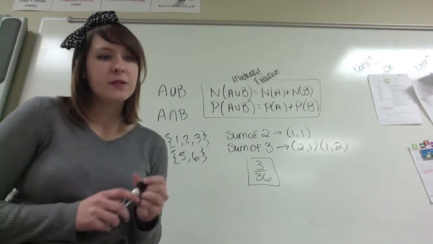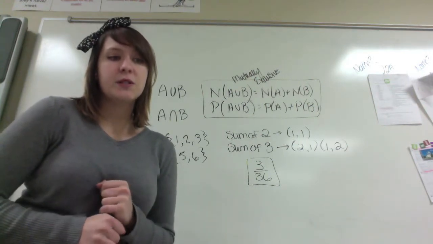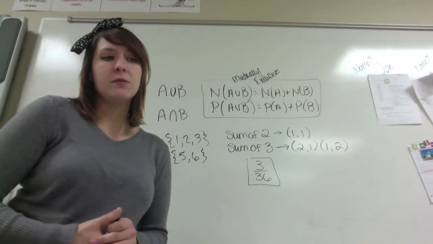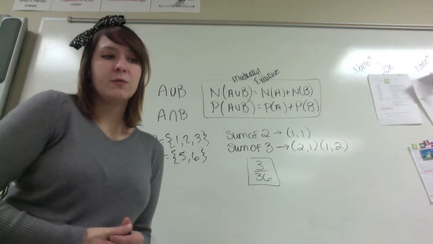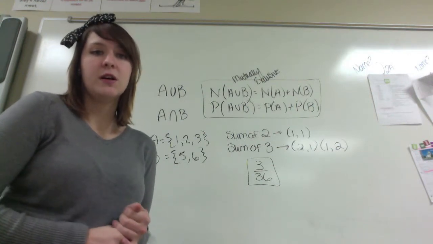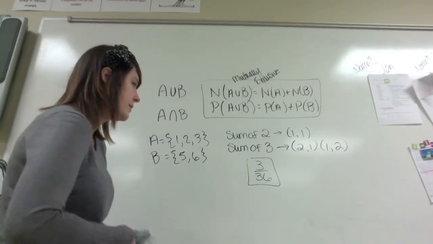Alright, the next problem is using the addition counting principle, which says that sets may or may not be mutually exclusive. Therefore, we can use these 2 different formulas where we subtract out the intersection in order to find the probability of the union.